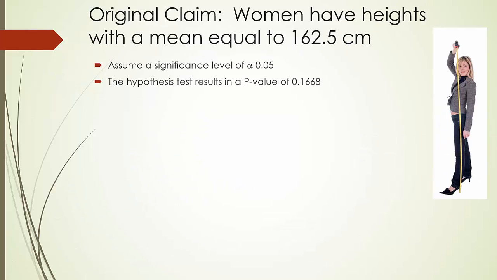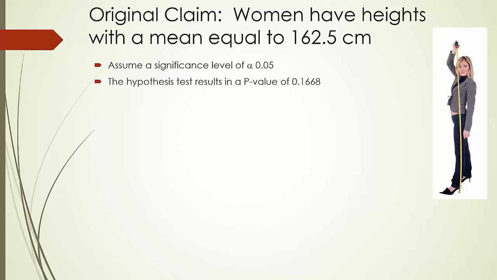Here our original claim is that women have heights with a mean equal to 162.5 centimeters. And I'll never think in centimeters, so I converted that over to feet and inches. It would be 64 inches or 5 feet 4 inches. So that seems reasonable as the average height of women. But we're going to test it. So we're going to assume a significance level of alpha equals 0.05.